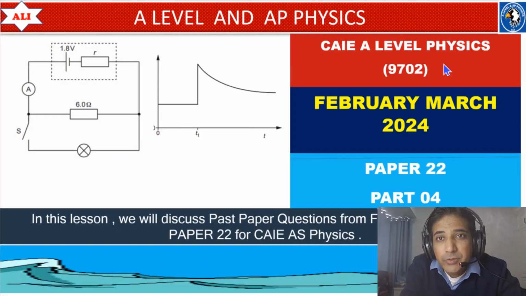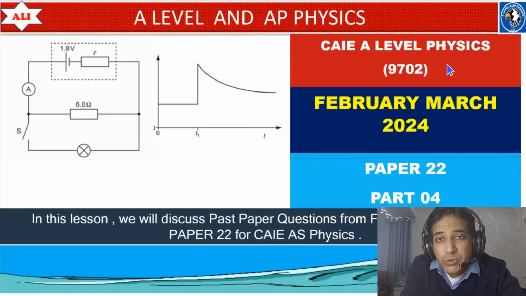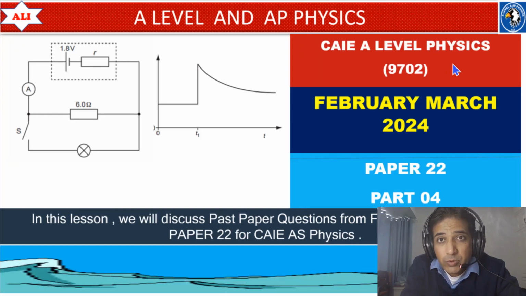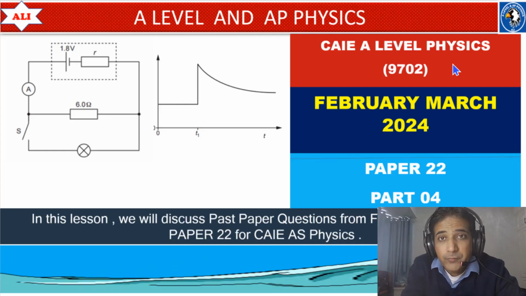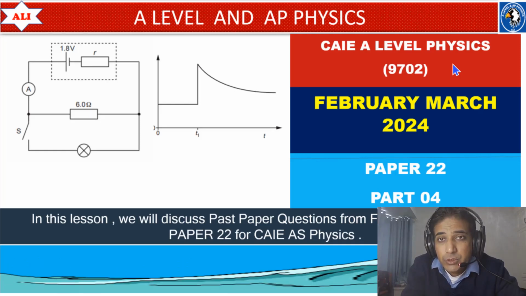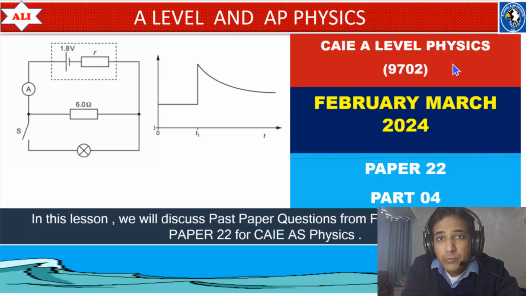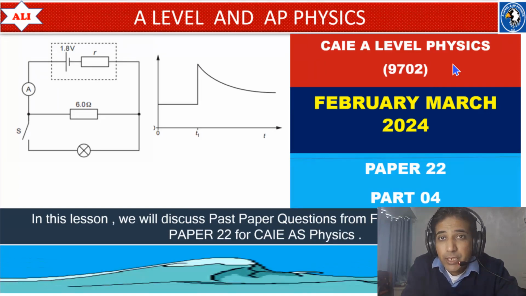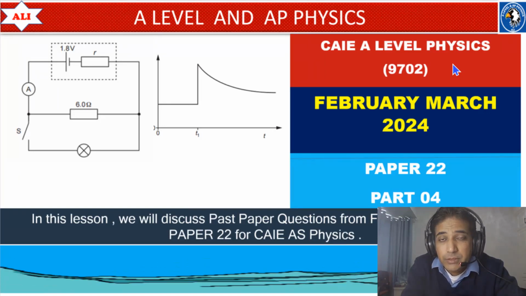In today's lesson, we will discuss past paper questions from March 2024, Paper 2, Variant 2. Our main focus will be on electricity and atomic physics. As always, we will discuss these questions in detail so you can improve your conceptual understanding of physics and also have a better understanding of these exam questions.